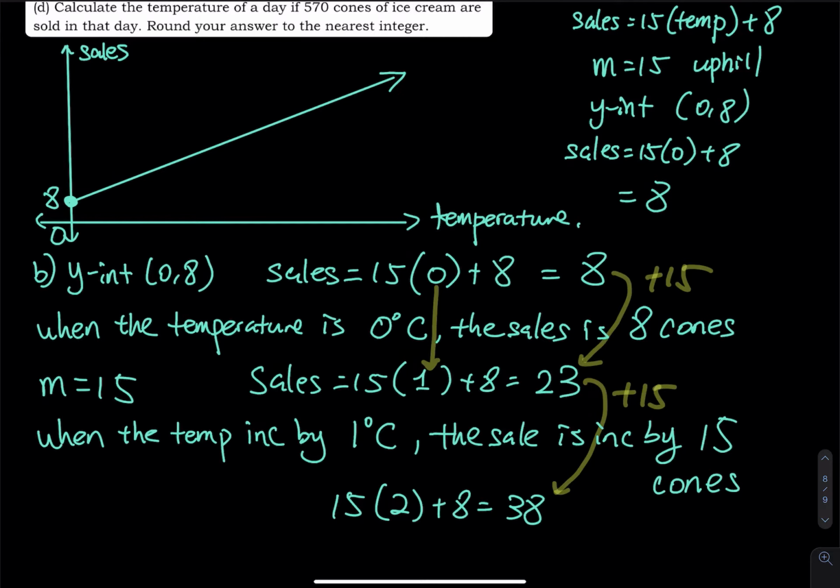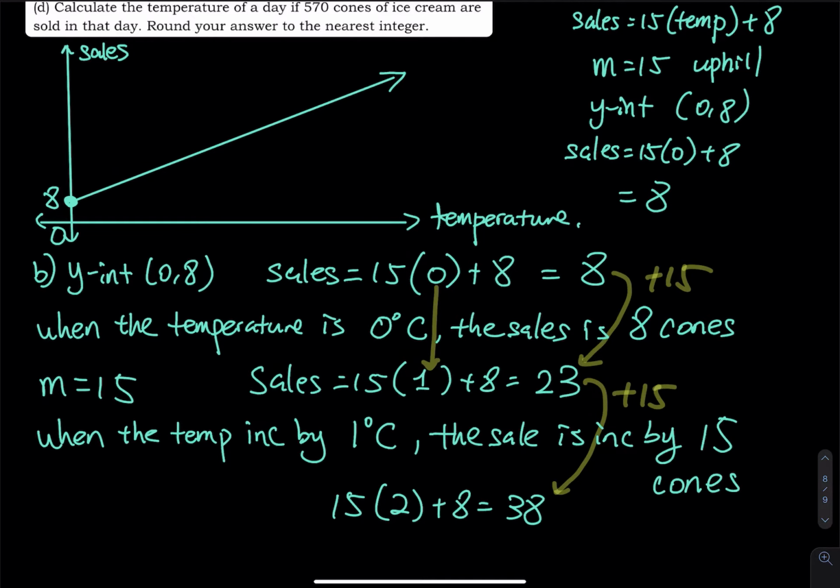That doesn't mean that it's always true. This is only a prediction. Remember, in statistics, this kind of linear model is for making predictions. So let's say on a hot day, 30 degrees Celsius, how many cones do you sell? You plug in 30 for x, then you are able to calculate the sales, right? That is what we are going to do in the next part.